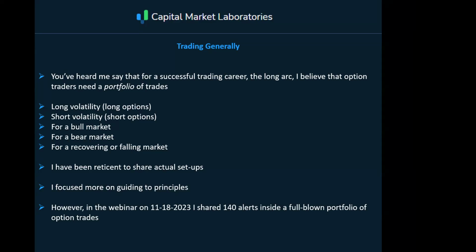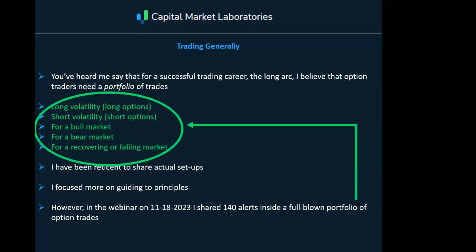I just shared 140 alerts. And the 140 alerts did this. They're missing one piece, which is sector diversification, which is what we're going to do today. But they definitely covered all five of those things. I did, however, say that just to be clear, we're doing another 150 today. I'm not going to review the old ones.